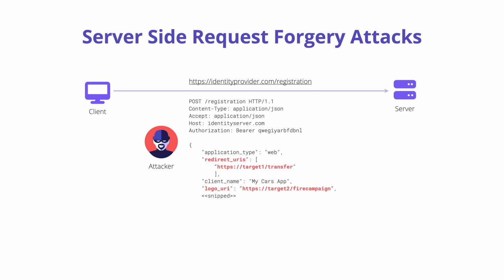Request_URI is a parameter that a client can register to enable pushed authentication and authorization requests. An attacker can abuse the request_URI to include a malicious URL that the identity server will happily call. Target 1 and Target 2 would assume that it was the identity server that made a request to them instead of recognizing the attacker behind the scenes.